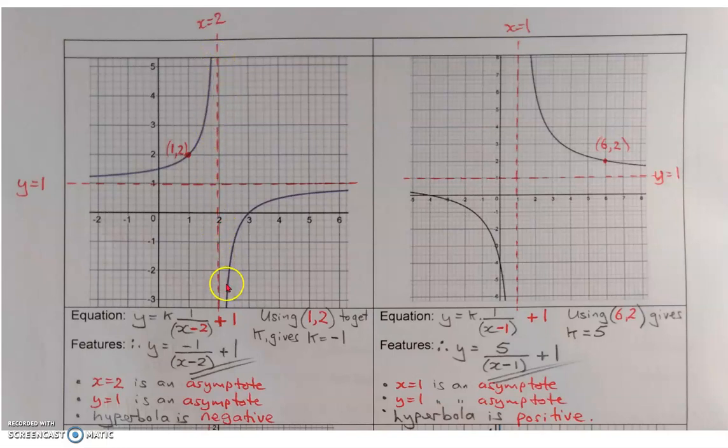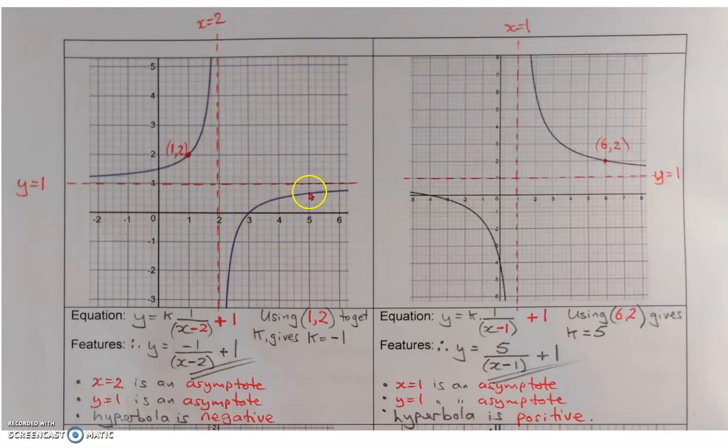And the same is true down here. If I was to continue this to infinity, this curve would get closer and closer to this red line, but would never cross it. This is why this special name is given to this type of line: it is an asymptote. So we have an asymptote here along x equals 2.